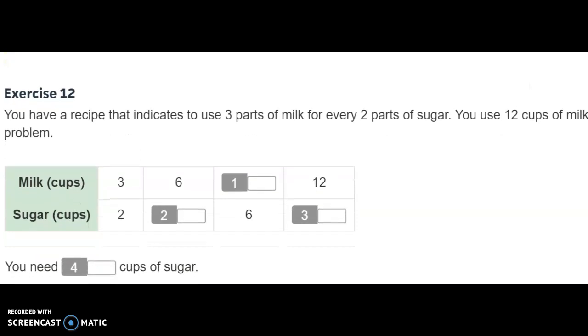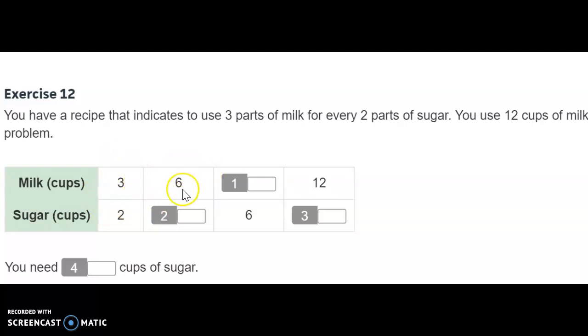This is real math, and this is definitely something you need to know. So it says milk for sugar. Every time you have 3 cups of milk, you need 2 cups of sugar. So 6 cups of milk, and so on. Remember, this is a ratio. All you're looking for is the pattern. How do they get from here to here?